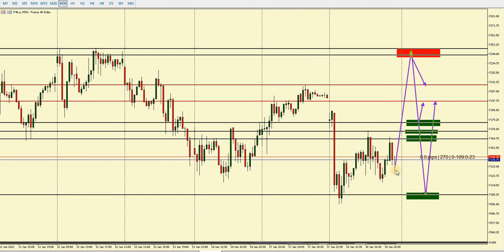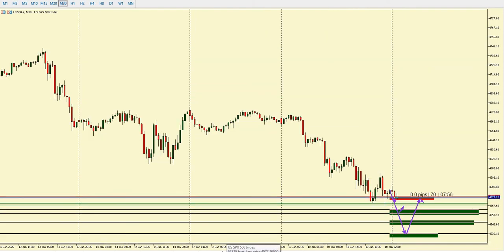We need to see the market go through these two red lines of our selling zone, and then hit the resistance, then we can sell it to TP1, TP2. And if it comes to this area, if we missed it, then we can buy it on this support to this level. Okay, that was for France 40, and this is US 500.